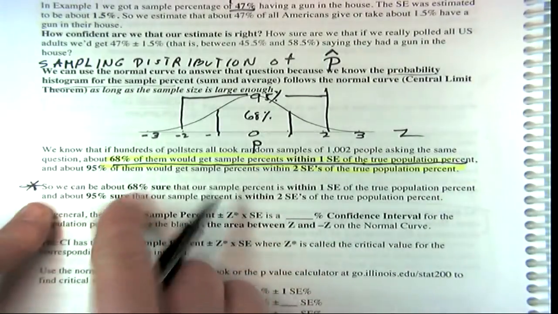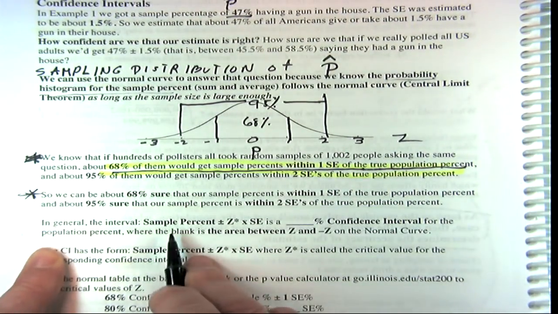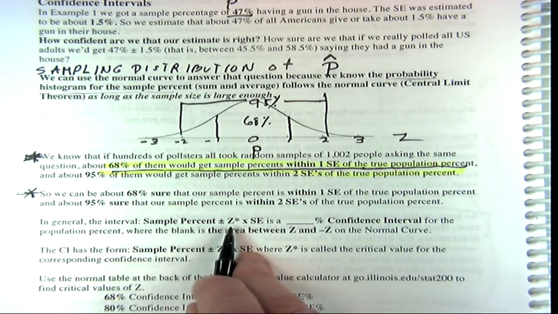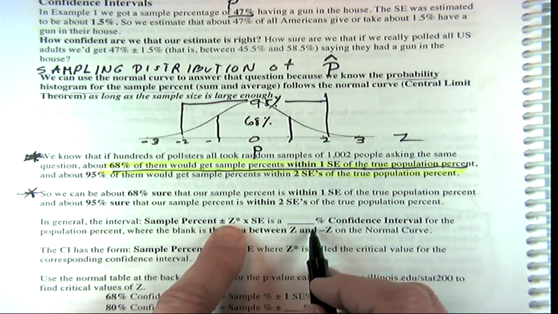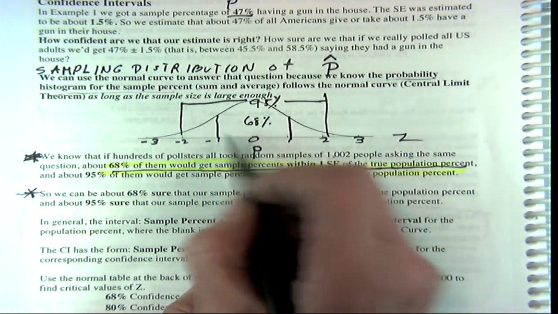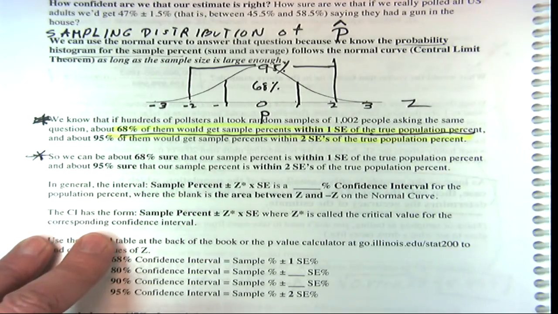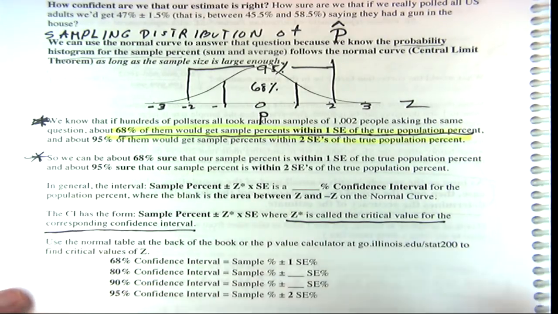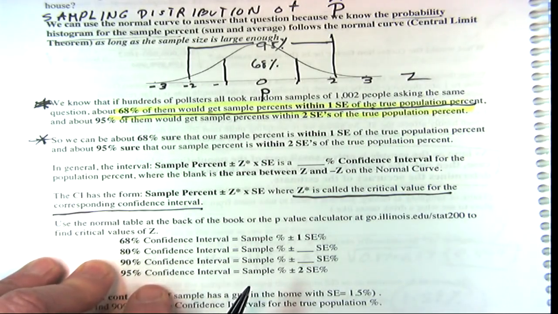All right, so this is basically how you should think about it. In general, the interval is our sample percent, which is like 47%, plus or minus some critical value of z that you get off the normal curve, and it gives a certain percentage confidence interval that corresponds to this middle area here. All right, so this z star is called the critical value for the corresponding confidence intervals. So let's find these critical values for different confidence intervals here. All right.